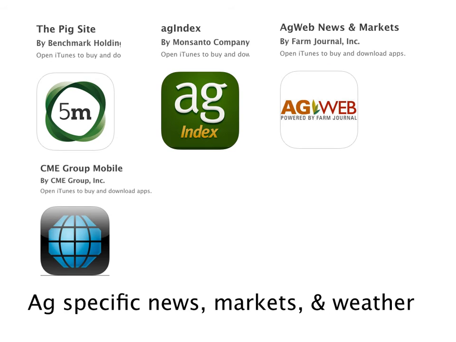In the agricultural media space, there are also apps that are available from a variety of media outlets. The 5M Corporation, they're responsible for the pig site, the poultry site, the cattle site, and a few others. They have apps for each one of those. There's the Ag Index app. That's actually an app by the Monsanto company. The Ag Web News and Markets app, and then the Commodity Markets Exchange, or the CME Group mobile app, has information on commodities and market information.